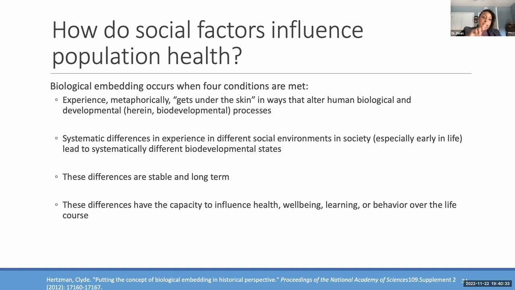So again, these influences that happen at certain periods of time affect you over your lifetime, usually not just at one point in time. And those differences have the capacity to influence all types of outcomes, which could be health, well-being, learning, or behavior over the life course. And oftentimes this is linked as a process that happens to individuals. But individuals, as we said from Jeffrey Rose, are embedded in populations. And even individual risk can contribute to population risk.